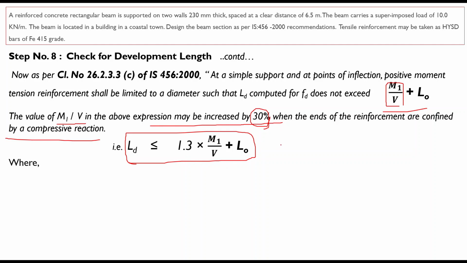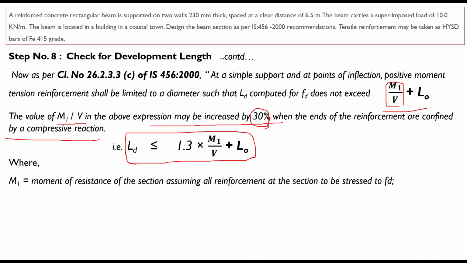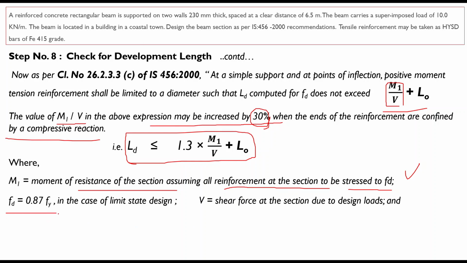Now let us go through step by step for each value. Now what is M1? M1 is the moment of resistance of the section by assuming that all reinforcement at the section is stressed to FD, that is the maximum stress. And what is FD? Design strength of the steel, that is 0.87 Fy in case of limit state design. So we have taken only this part of the statement, because we are designing by the limit state method. Now what is V? V is the shear force at the section due to the design loads, which we have already calculated.